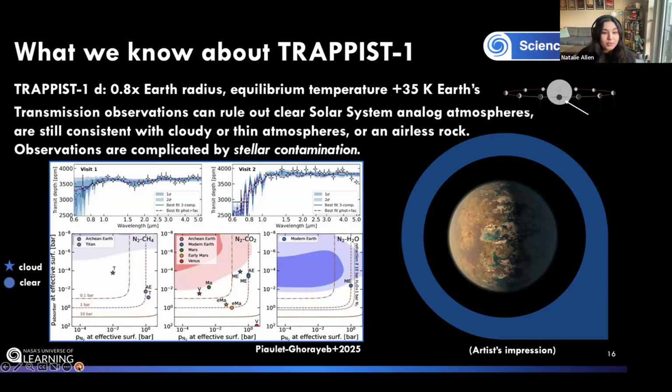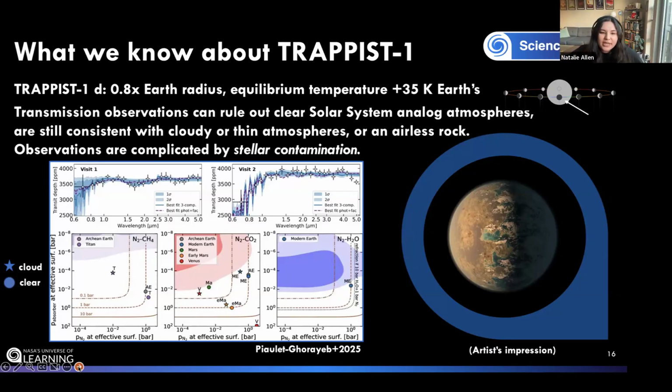And so these are observations in transmission, and they can rule out clear solar system analog atmospheres, but not cloudy atmospheres. Clouds are really difficult. They complicate our observations quite a bit. Unfortunately, they're basically ubiquitous in the planets that we can observe. So it's hard to say what's going on here. It's also consistent with thin atmospheres or, again, an airless rock.